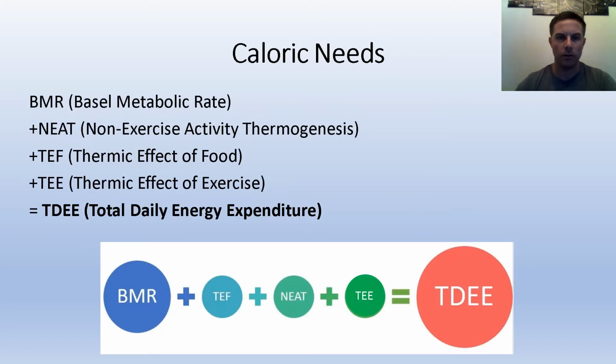These slides go over your daily caloric needs, what is evident for a total daily energy expenditure. So it's a culmination of BMR, basal metabolic rate, added to NEAT, non-exercise activity thermogenesis, added to the thermic effect of food, or TEF, and finally the thermic effect of exercise.